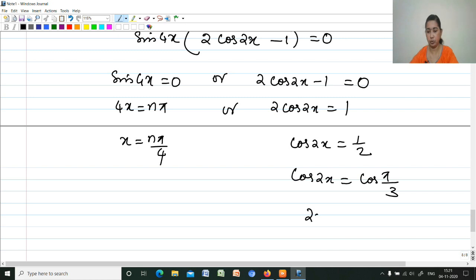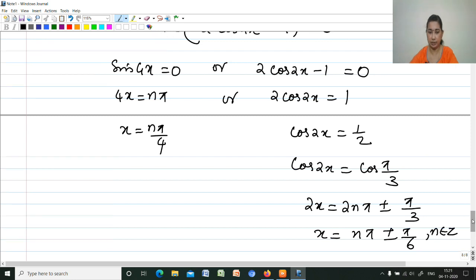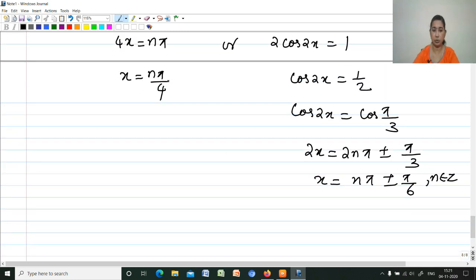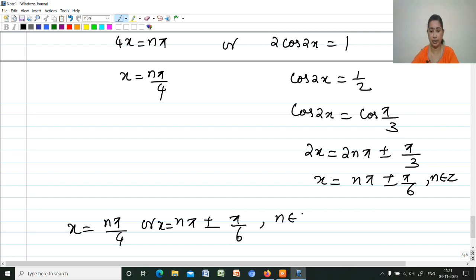So here 2x equal to 2n pi plus or minus pi by 3, and dividing throughout by 2, we are getting x is equal to n pi plus or minus pi by 6, where n is an element of z. So what are the answers? Two answers will be there. You can write the solution as x is equal to n pi by 4, or x is equal to n pi plus or minus pi by 6, where n is an element of z.